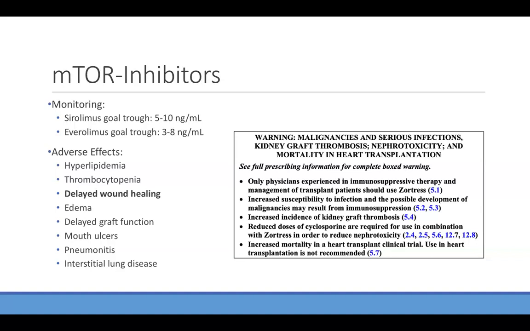And also you wouldn't want to start it immediately post-transplant because it can have delayed wound healing. And there are black box warnings that discuss that as well. So that's why it's not really favored to start immediately or de novo after the heart transplant, because it can have delayed wound healing. And we only look to it usually when we are looking for alternatives to our CNIs.